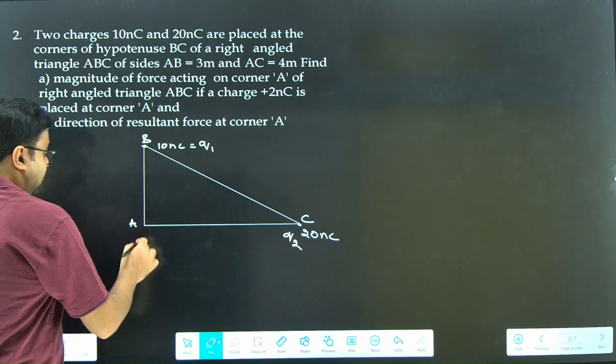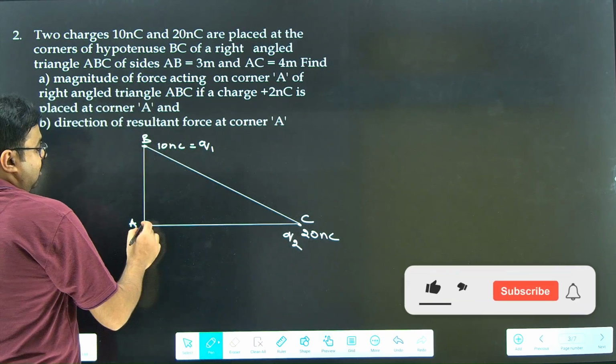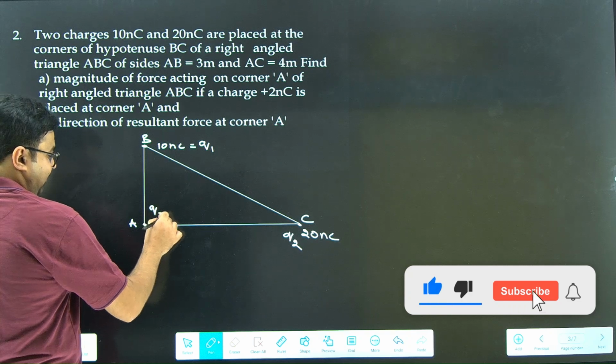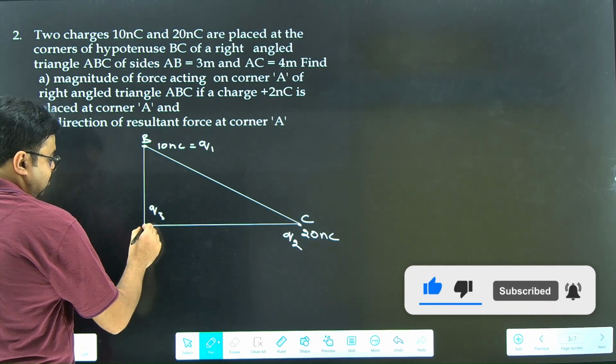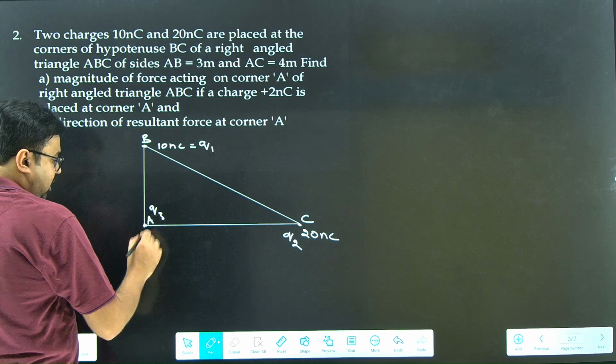And then there is a charge placed at A. We will call this charge Q3, right? We'll call that charge Q3. Yeah, of course, it's corner A.